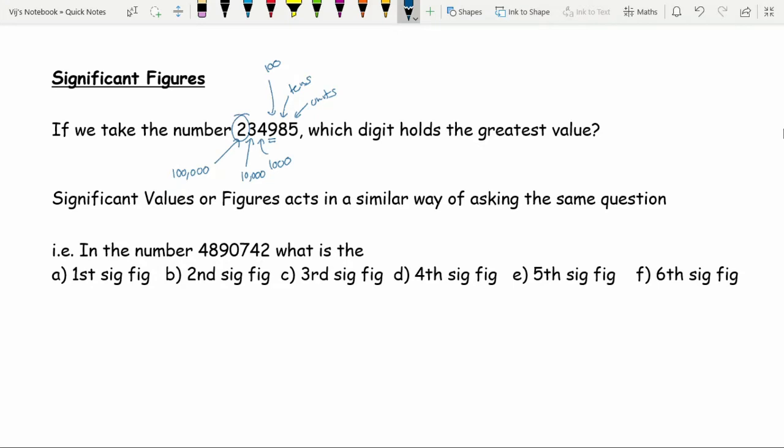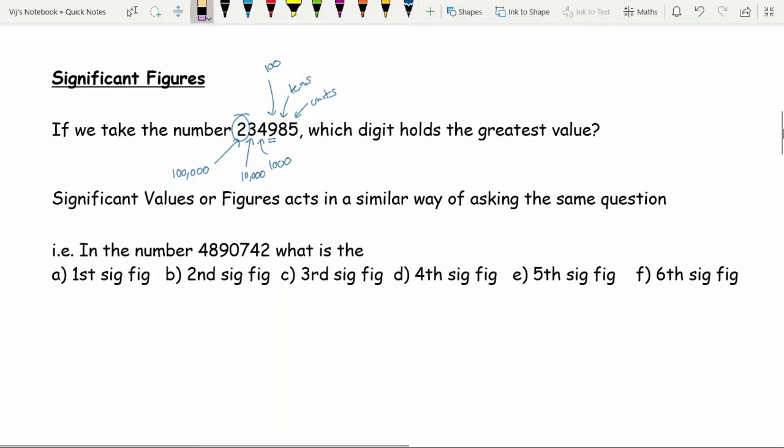So although 9 is the greatest digit, that only represents 900. Given a choice, if you could win £900 or £200,000, you're definitely going to go for £200,000. That's one of the key things you need to look at. So when we're talking about the greatest value, the 2 represents the digit that is the most significant. It's our first significant figure. The 3 is our second significant figure.